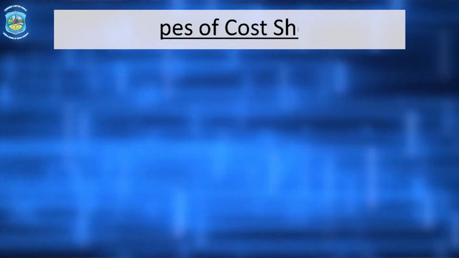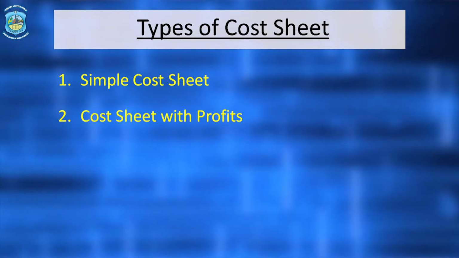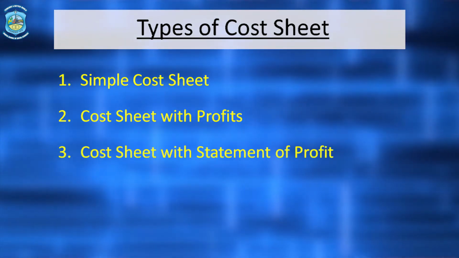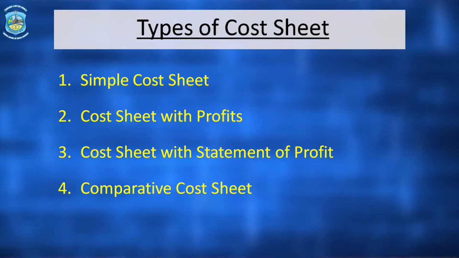Now, what are the different types of cost sheet? Here we have different types of cost sheet. Number one is simple cost sheet. Number two is cost sheet with profit. Number three is cost sheet with statement of profit. And number four is comparative cost sheet.